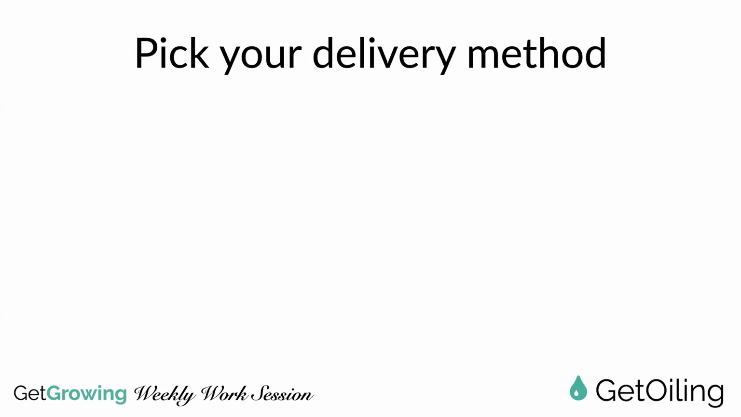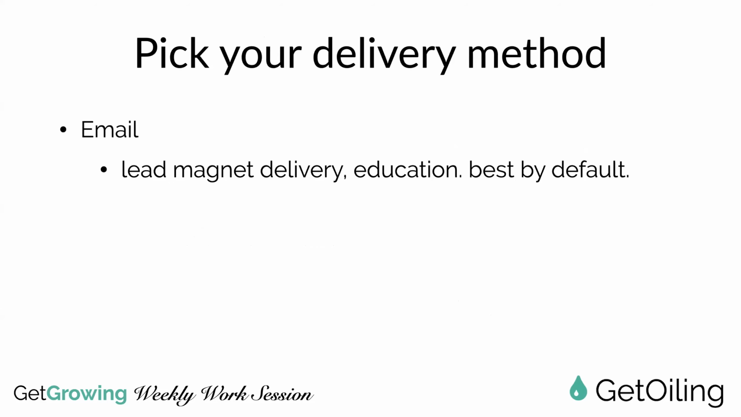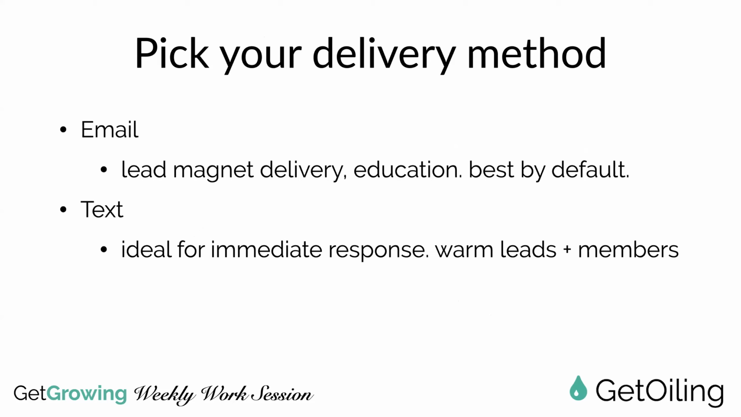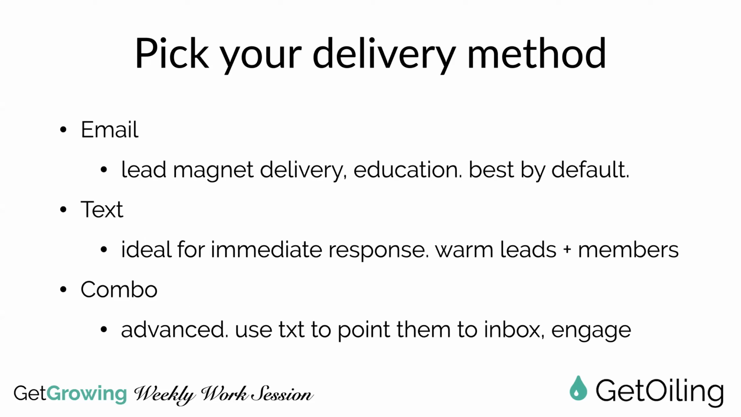All right. So let's talk about our delivery methods. First, you've got email. This is where you can actually deliver your lead magnet via a link. You can produce education in this campaign series as well that helps to show that you're credible and helps to move them toward their next steps with you. This is the best thing to use by default. Text is something that you can use if you're looking for an immediate response. This is really great, again, for warm leads and existing members. And then, of course, if you want to use a combination, this makes text good for leads, it's a little bit more advanced. You would use the text to point them toward the inbox and then to engage with you on a more ready basis.